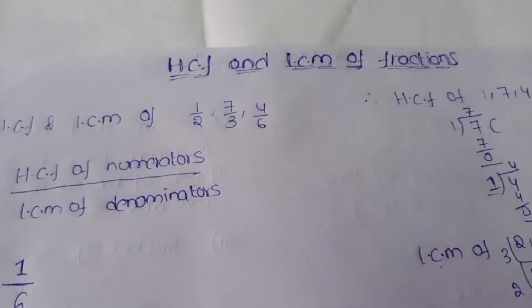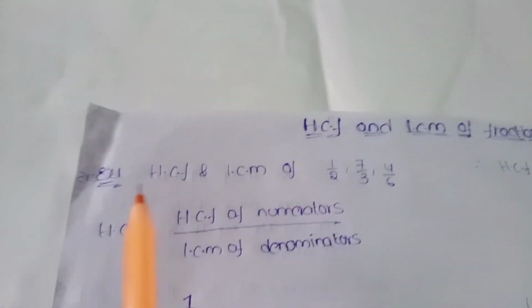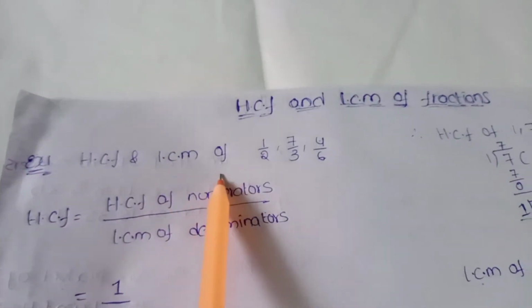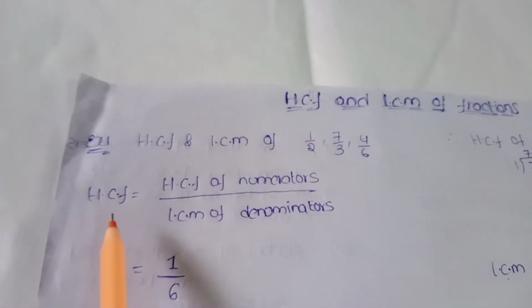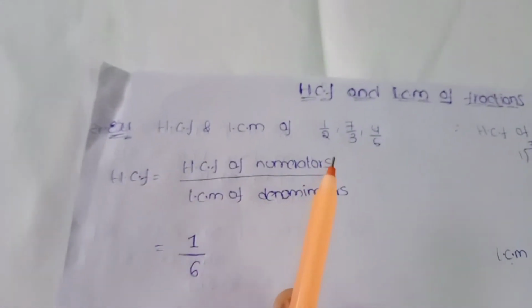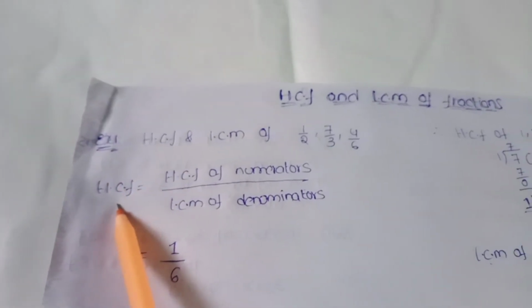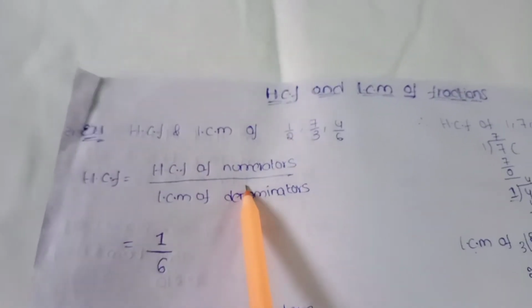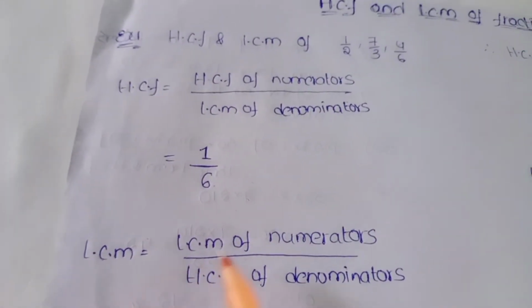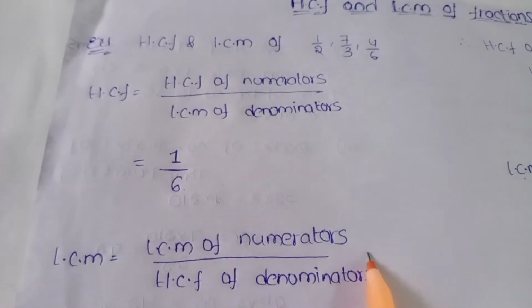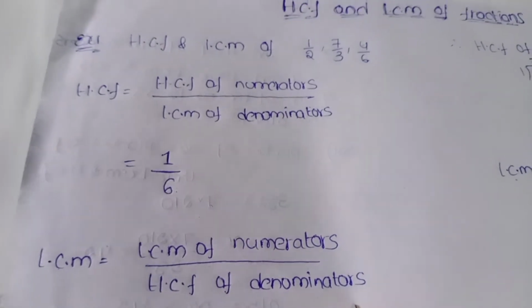HCF and LCM of fractions. Let us see one example: HCF and LCM of 1 by 2, 7 by 3 and 4 by 6. We have to find the HCF and LCM. We have formulas. The HCF of fractions is the HCF of numerators by LCM of denominators. Coming to LCM, the formula is LCM of numerators by HCF of denominators.